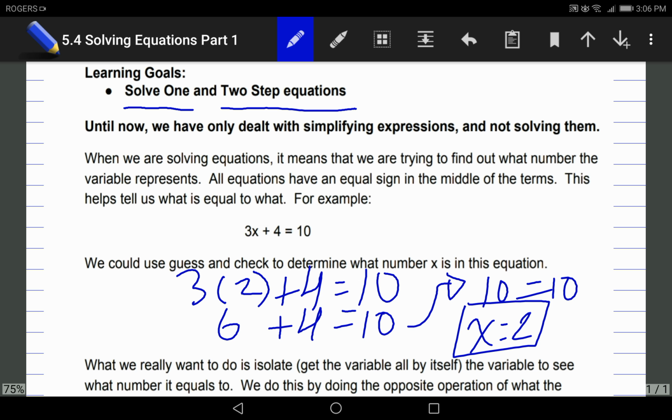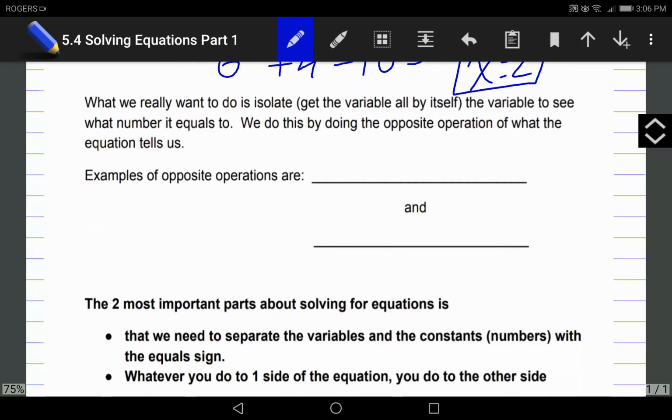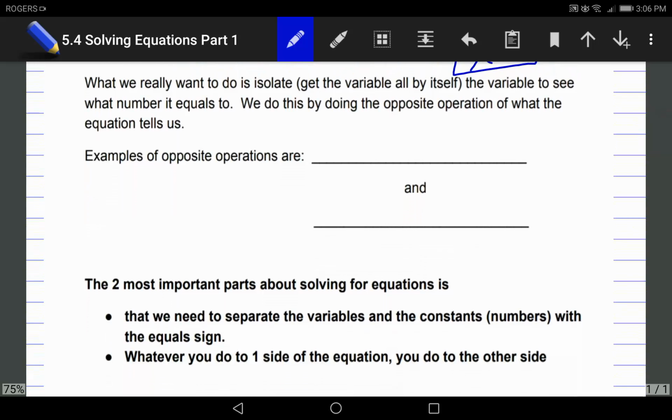So we know that we can use guess and check, but it's not the most efficient way. By the end of the second video, it's not going to help us at all, really. So we have to think of a more systematic approach. What we really want to do is isolate, meaning get the variable, the letter, all by itself. We do this by doing the opposite operation of what the equation tells us. I'm going to go through a little balancing example where you're going to see how this makes sense. But for now, let's just look at some examples of opposite operations.